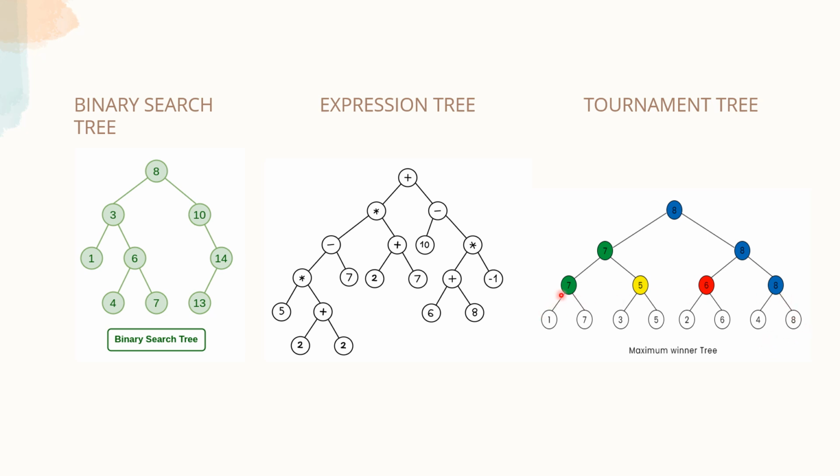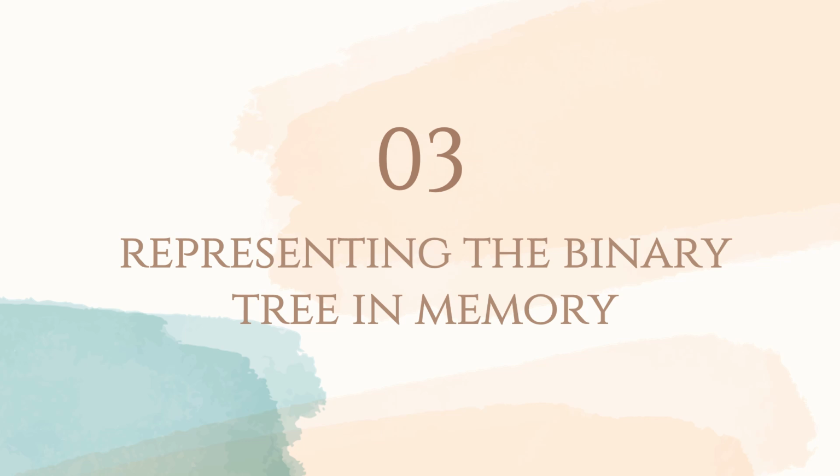And the next level, 7 and 5, 7 wins. 6 and 8, 8 wins. 7 and 8, 8 wins. This is a tournament tree.